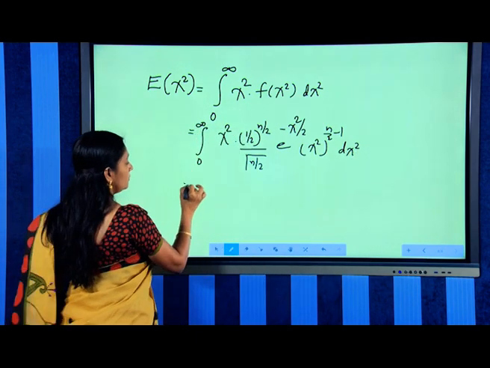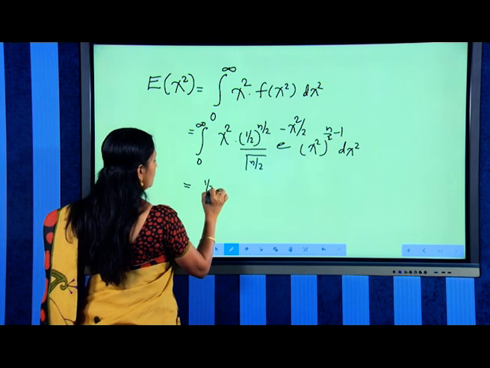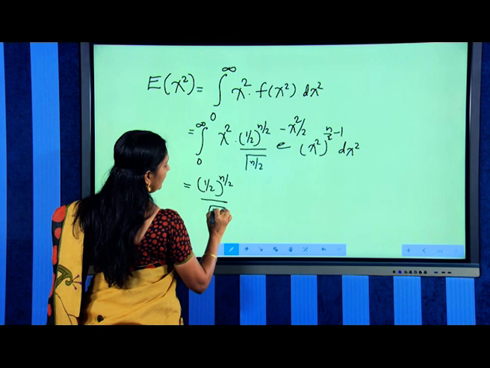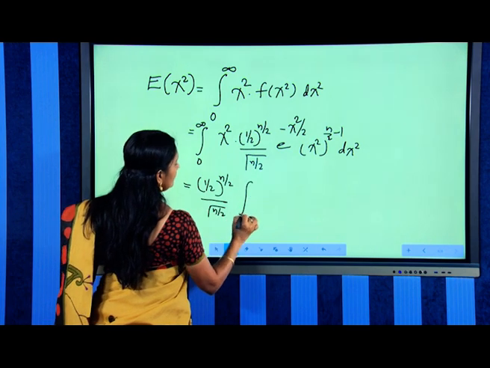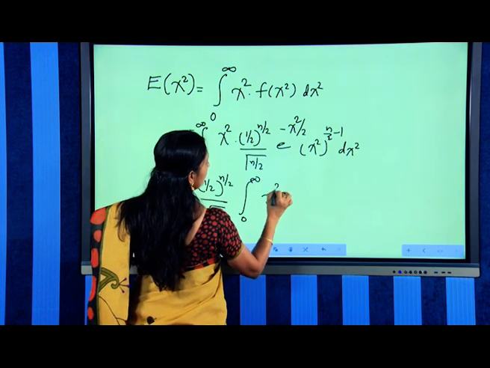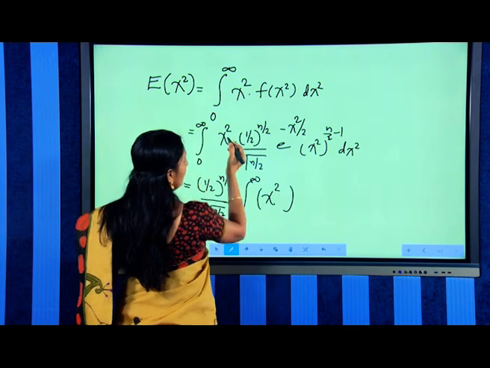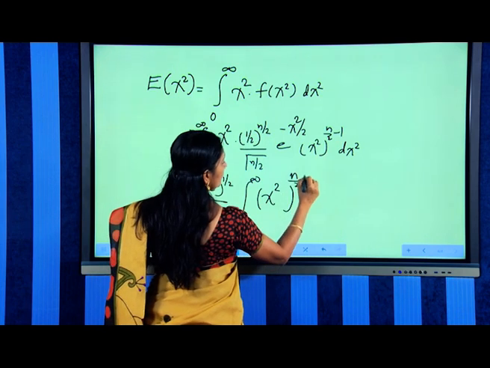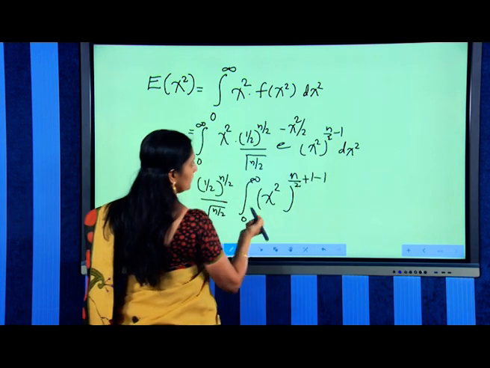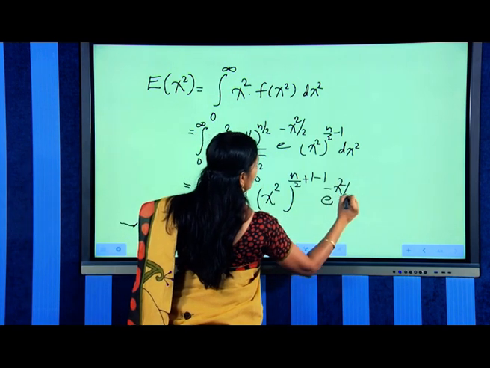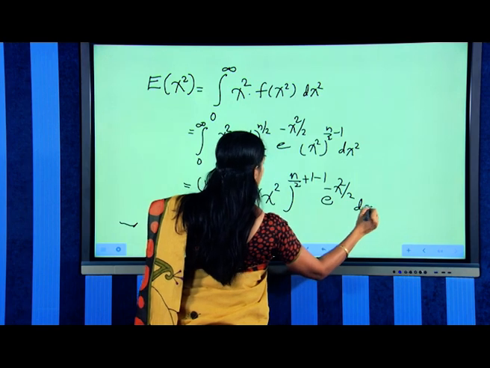This is equal to 1 by 2 to the power n by 2 divided by gamma n by 2 integral 0 to infinity chi square raised to, combining these two terms, we have chi square raised to n by 2 plus 1 minus 1 into e raised to minus chi square by 2 d chi square.